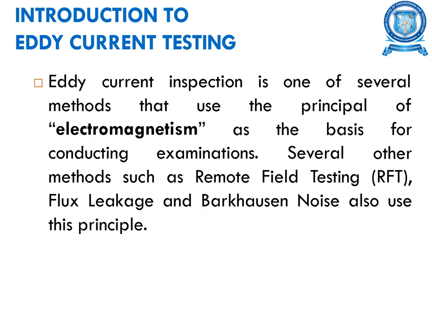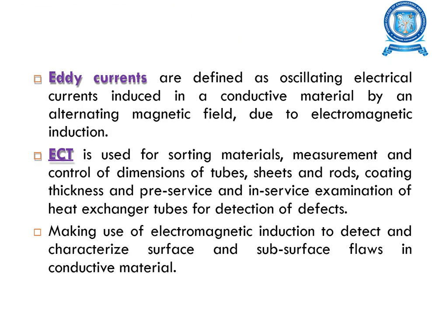So eddy current inspection is one of the several methods that uses the principle of electromagnetism, and this electromagnetism forms the basis for conducting examination. And there are several methods like remote field testing, flux leakage, and Barkhausen noise that also use this principle. So eddy currents are normally defined as an oscillating electrical current which is induced in a conductive material by an alternating magnetic field, and this is due to electromagnetic induction.